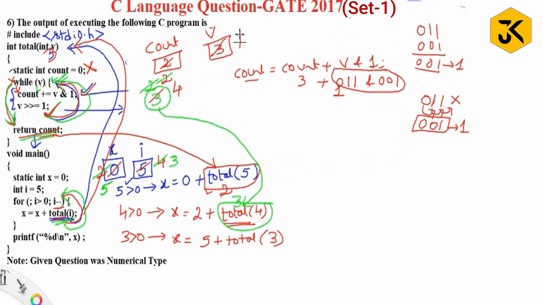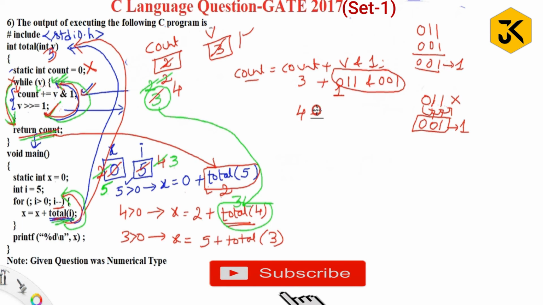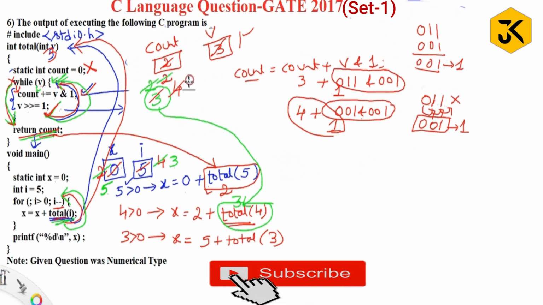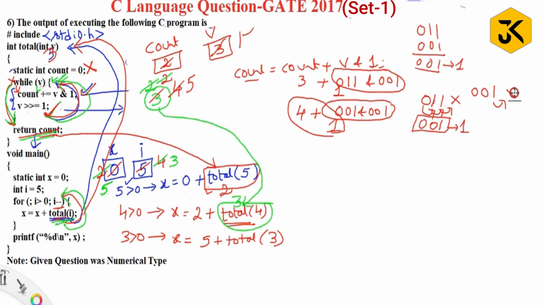Now while of V, yes, some positive value, the condition goes into the loop. Now count equal to count plus V and 1. Count value is what? 4. 4 plus 1: 0, 0, 1 and 0, 0, 1, you will get 1. So 4 plus 1, total value 5, will be updated in the count variable. Now V right shift by 1. V value is what? 1. 1 right shift by 1 means discarded. 0 will come here, this 0 will come here. Triple 0 in decimal format is 0. Means V value is 0.